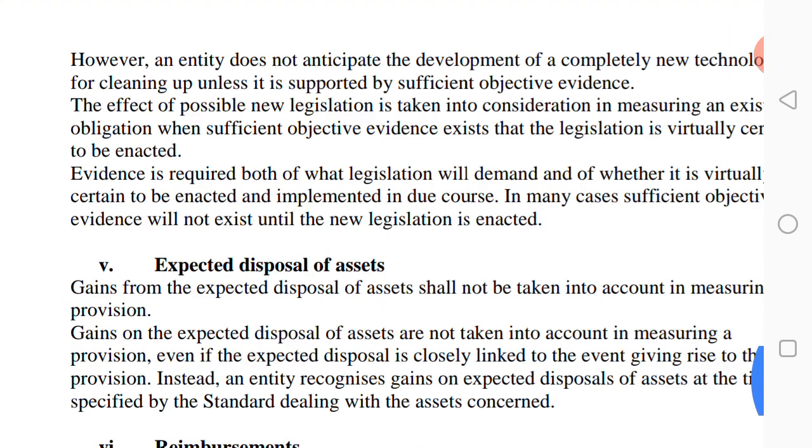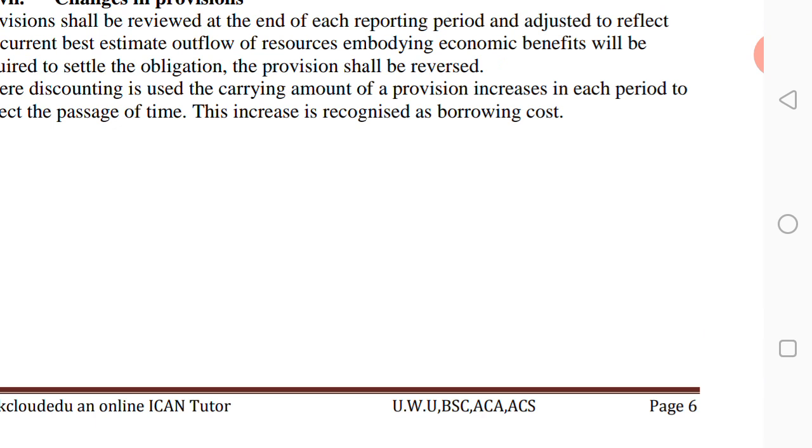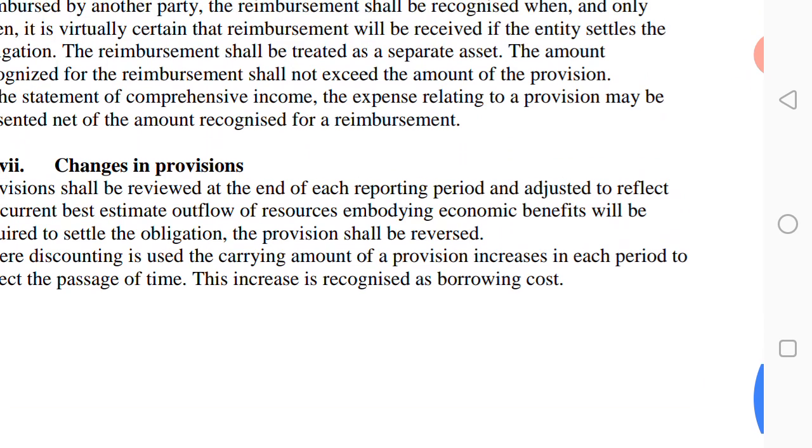So with this, we've come to the end of part 1 of IAS 37. In our next class we will finalize it, we will conclude it, and we will solve more questions on IAS 37. Thank you for your time.